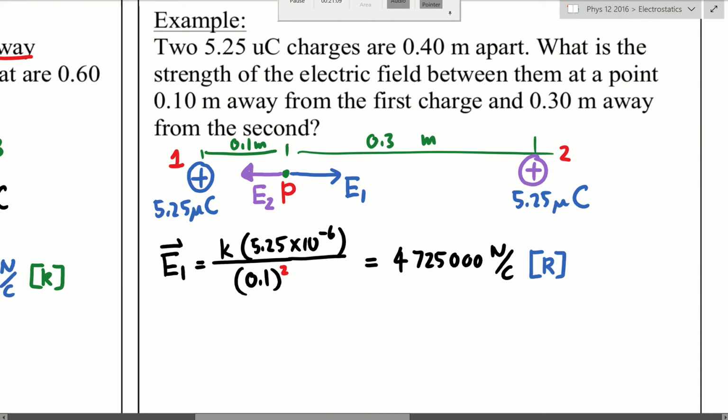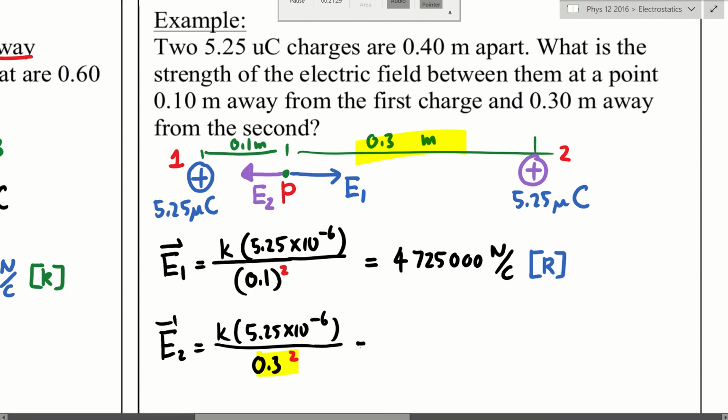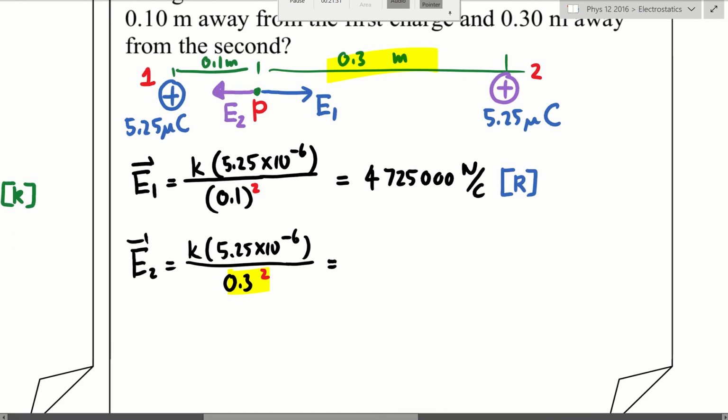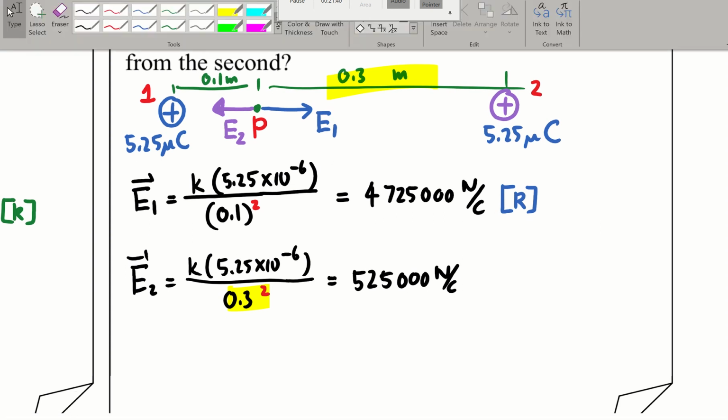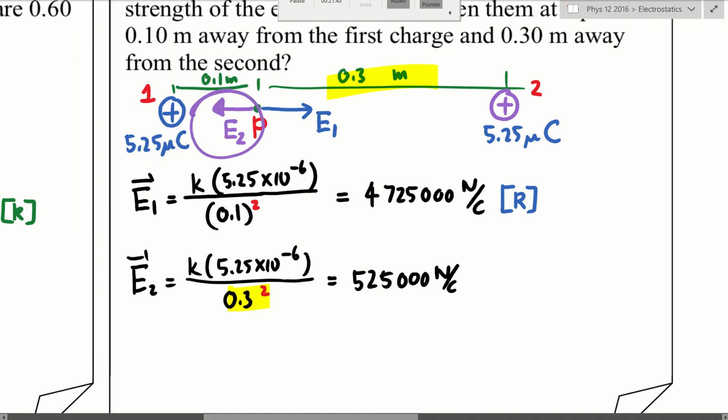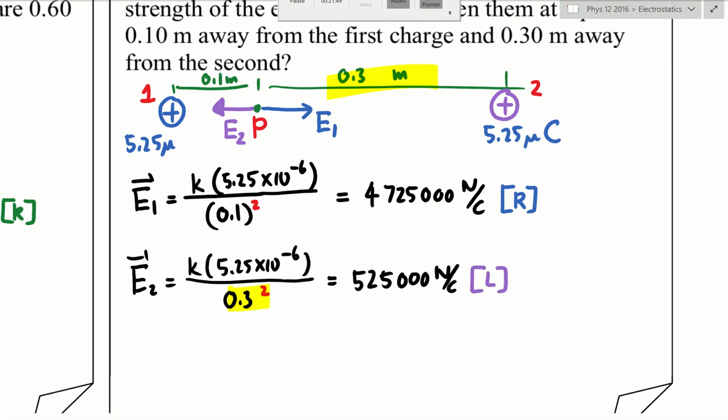Now, you have electric field 2. Same thing, K, Q1. This part is exactly the same. K, Q1, Q2. The only thing different is the distance, which is 0.3. So 0.3 instead, squared. So this will be a smaller value because you're dividing by a larger number. And that turns out to be 525,000 only Newton per Coulomb. But which direction is this pointing at? We'll go and look back at this. It's to the left hand side, unfortunately.